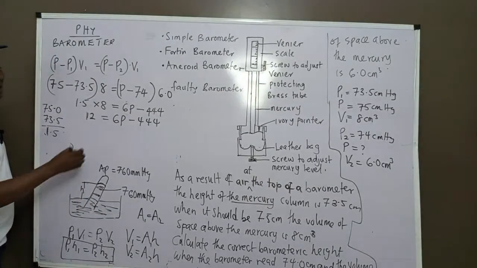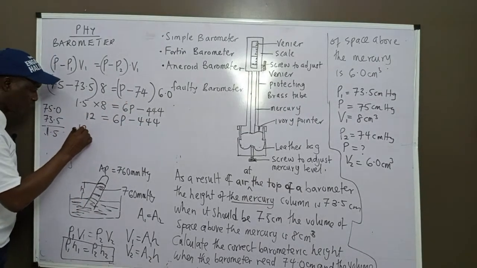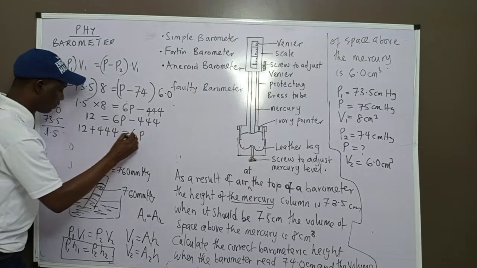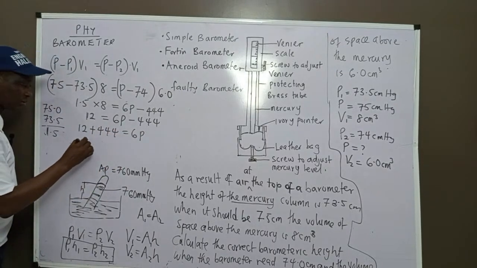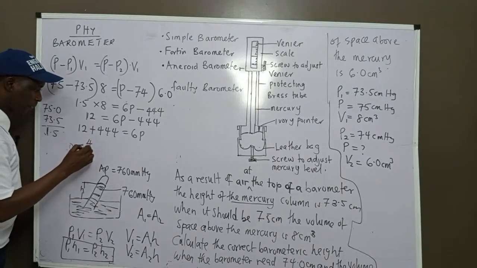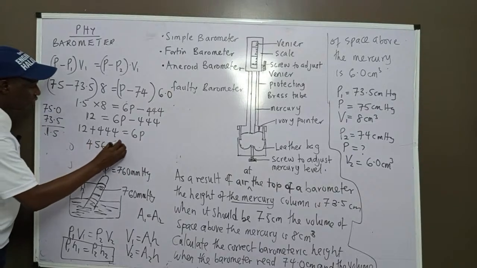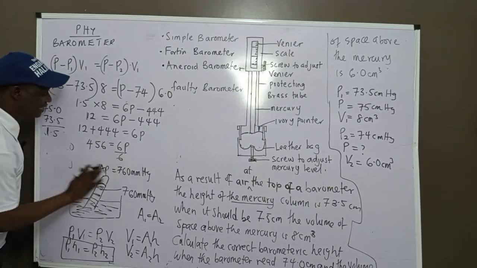So what I want to have now is, take this one here. I would have 12 plus 444 equal to 6p. Then I would have it as 456 is equal to 6p. Then divide both sides by 6.